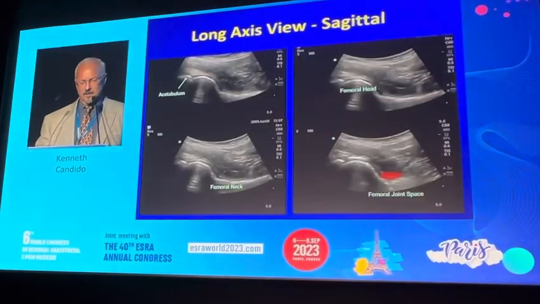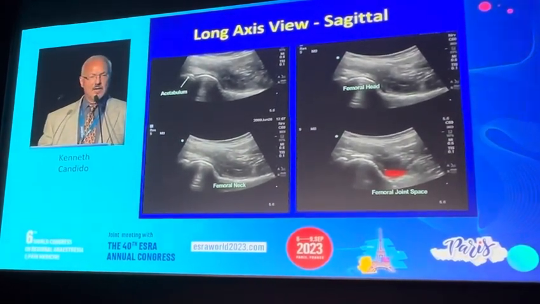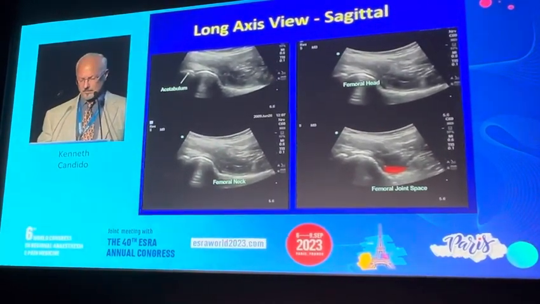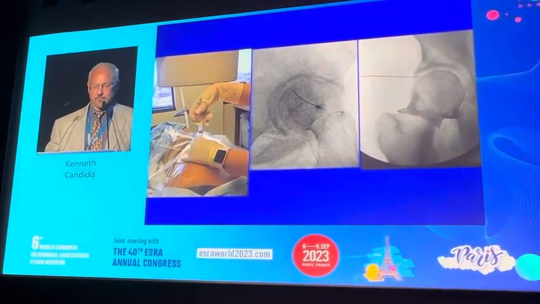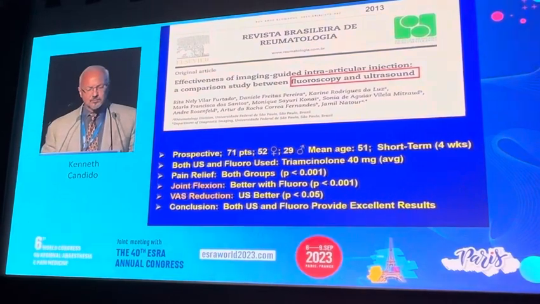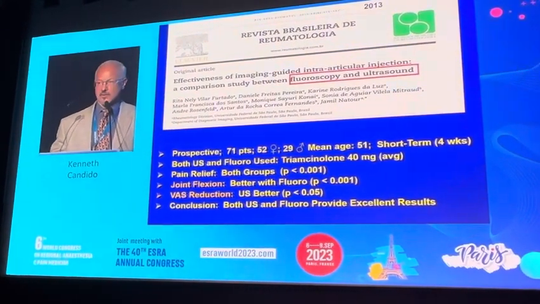What about injecting the hip? Here's what we're looking for when we use the ultrasound guidance. We're trying to place our medications in the articular femoral joint space. It's also easy to perform this technique using fluoroscopic imaging. And a nice review in the Revista Brasileira de Reumatologia. I'm sure we all read that journal each and every week.